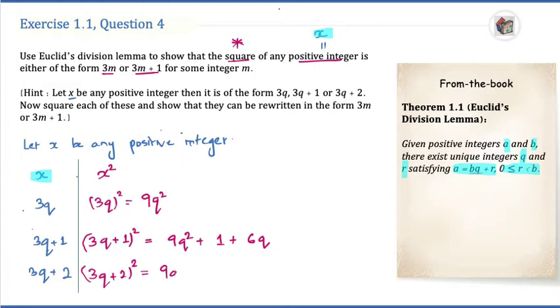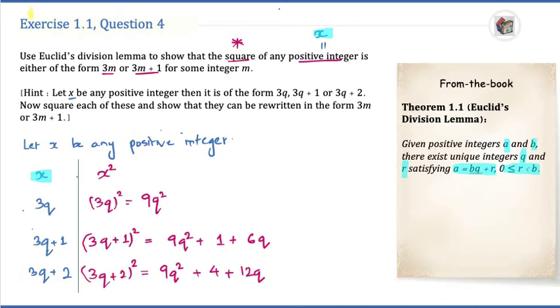And finally, if we square this last possible value of x, then again you will get a squared, (3q) squared, which will be 9q squared. 2 squared is 4, and then 2 into a into b will be 12q. This is what you should get when you square each of these numbers.